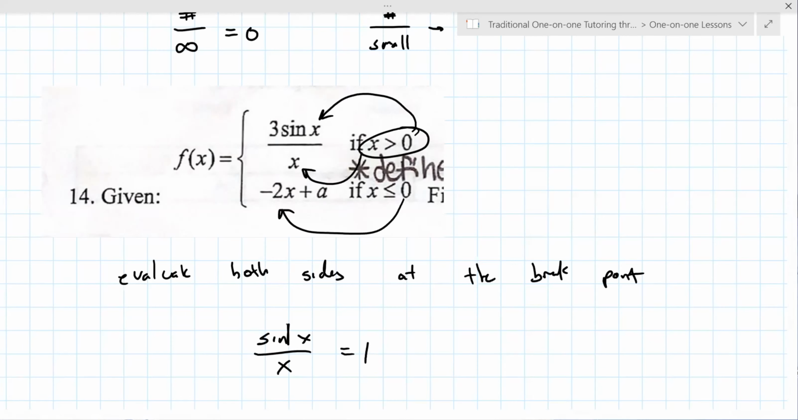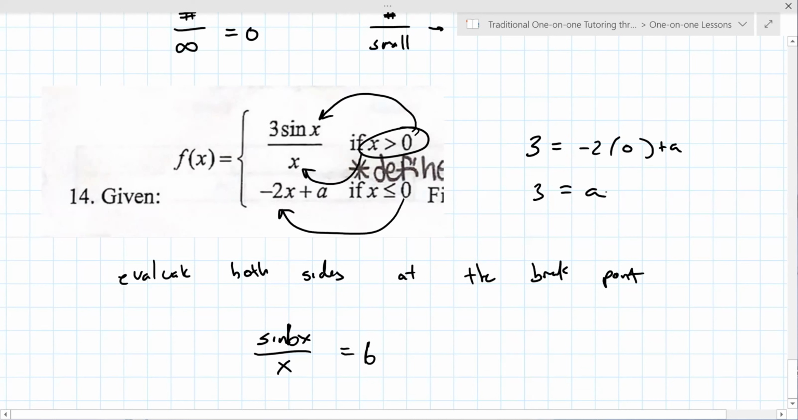That's a definition. If it was sine 6x, it would approach 6. Yes, it would equal 6. But there's this 3 out here, so that affects it too. So if there was a 3, would it be like 18? Yes, it'd be 3 times. So in this case, it's 3 times 1. So this right side becomes 3. The left side, you're putting 0 in for x, so it's -2 times 0 plus a, so 3 equals a. Oh, okay.